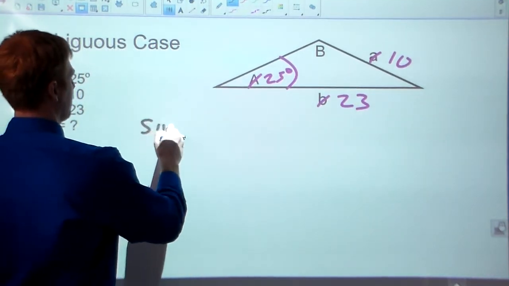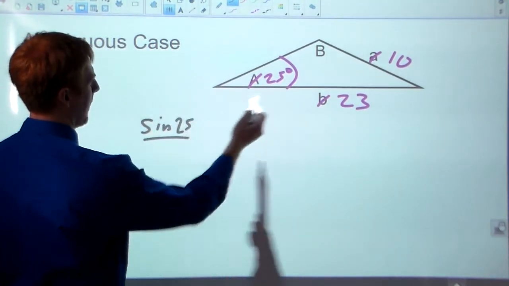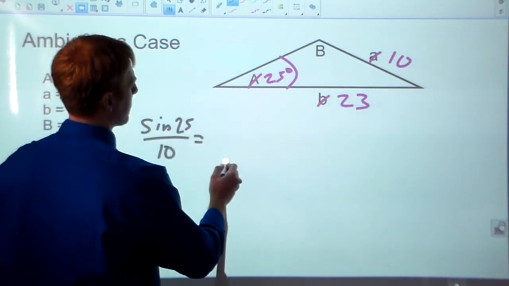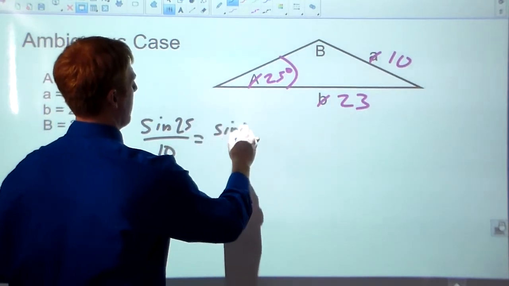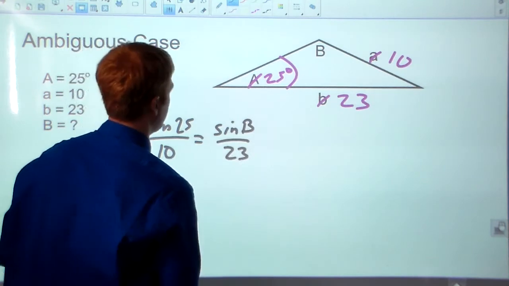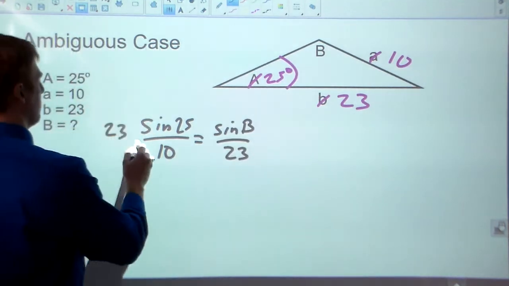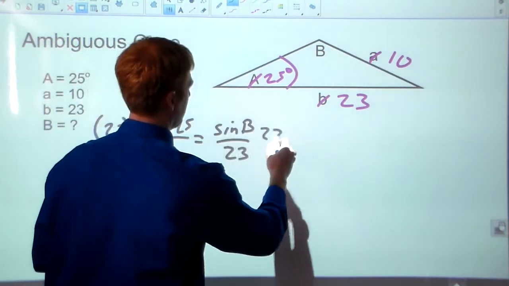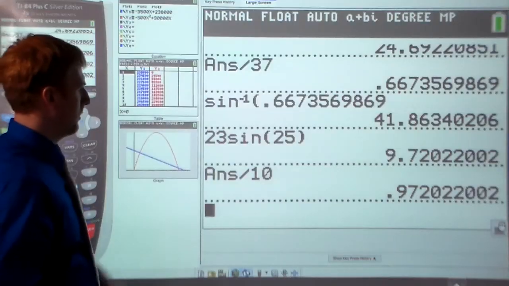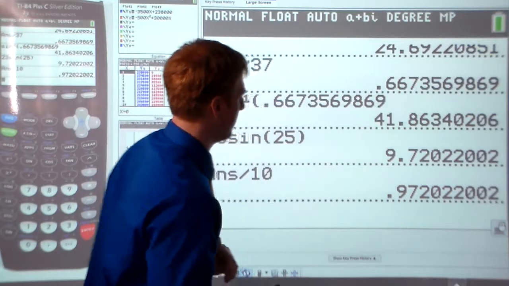So let's set up our law of sines ratio. Sine 25 over 10 is going to equal sine of B over 23. So pretty similar beginning here. Multiply by 23 on both sides. All right, so I've worked it all out. I've got 0.972.